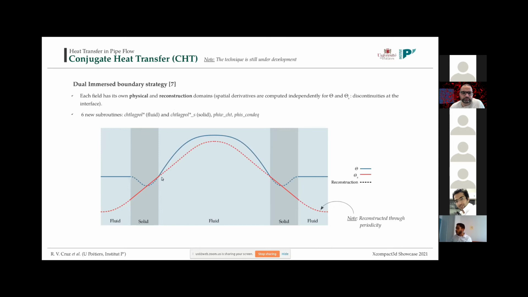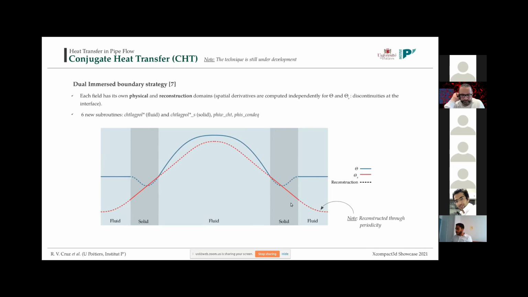If you see here, for example, the blue curve represents the fluid temperature field. For the fluid temperature field, the reconstruction domain is the solid zone. And for the solid temperature field, the reconstruction domain is the fluid zone. With this strategy, the spatial derivatives are computed independently for each one of the temperature fields, and the discontinuities are easily handled at the interface.